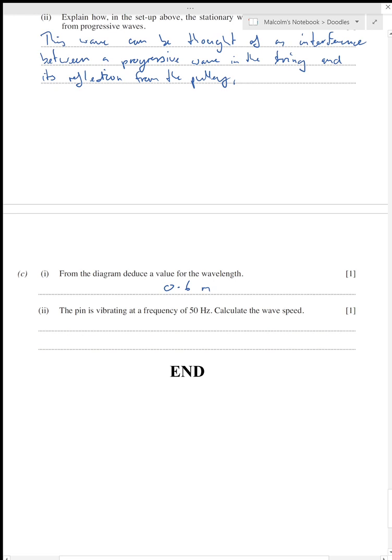And there's only a single mark here. We don't have to show working for that, I don't believe, but just in case, I will put something like this. The pin is vibrating at a frequency of 50 Hertz. Calculate the wave speed. This is simply c equals f lambda, so 50 Hertz multiplied by 0.6 meters. It's 30 meters per second. That's it, job done.